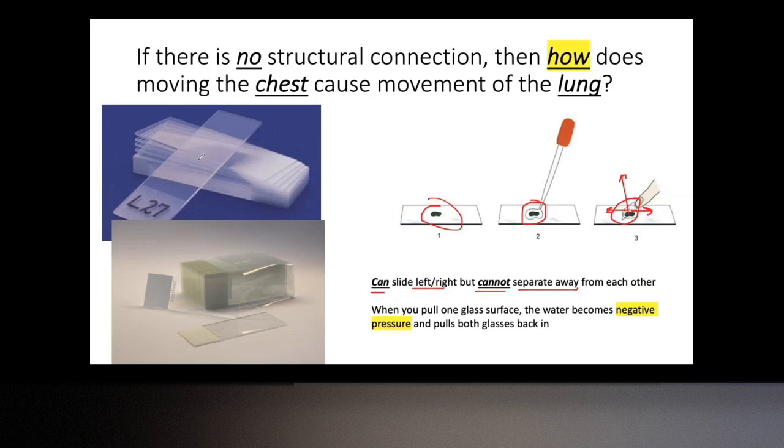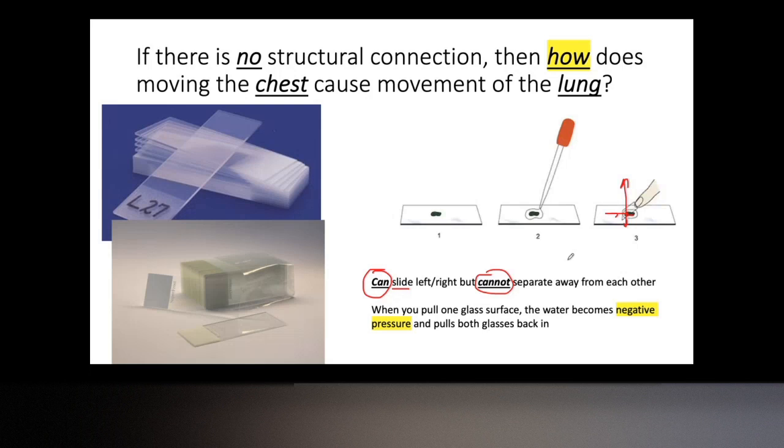So you can say that 2 glasses together, they can separate. There is no problem. However, if you put 1 drop of fluid in between, they can slide. You have to say that this is important. They can slide and they cannot separate. So they can go left, right, in all the directions. However, they cannot go up. They cannot separate. So this is how the pleura works.